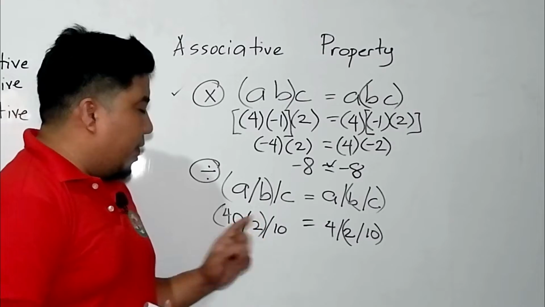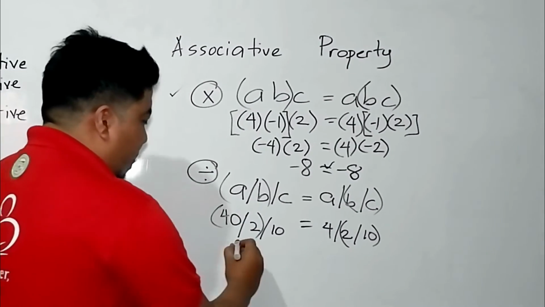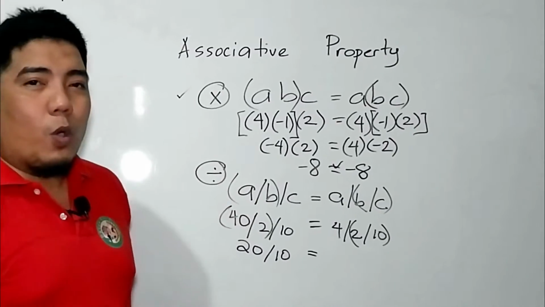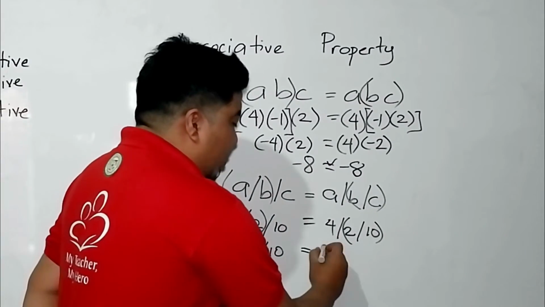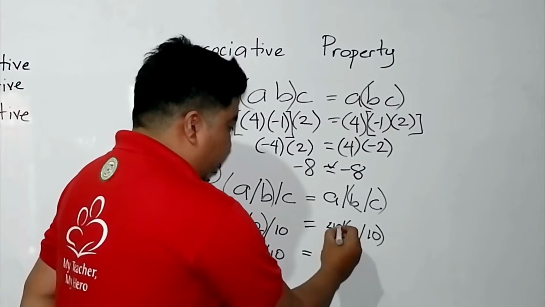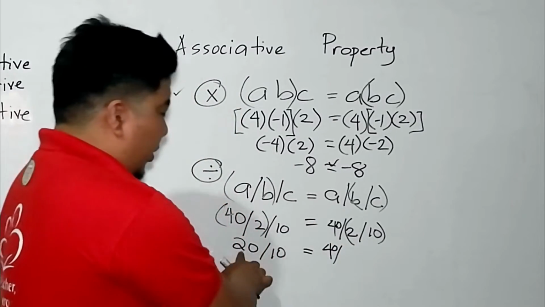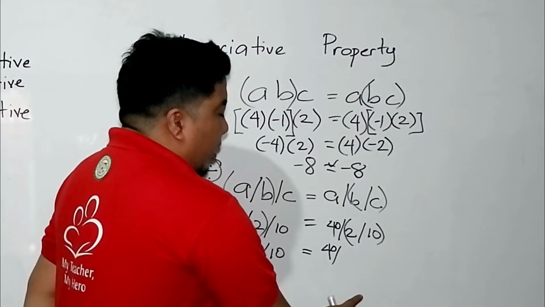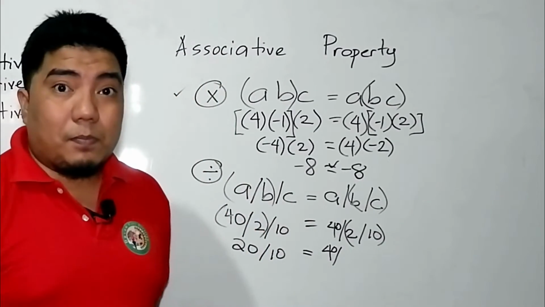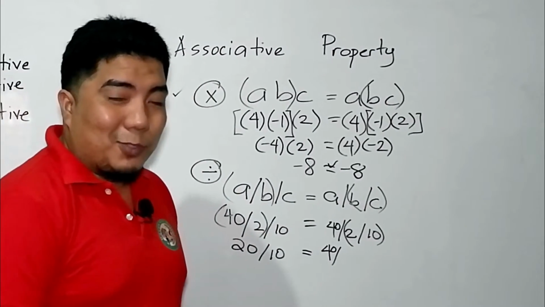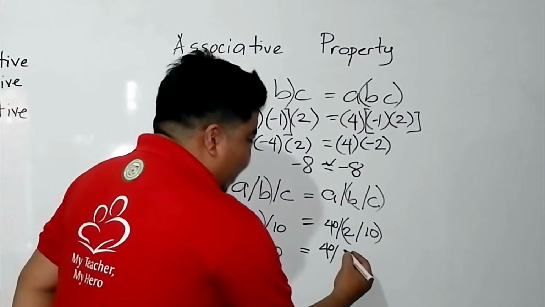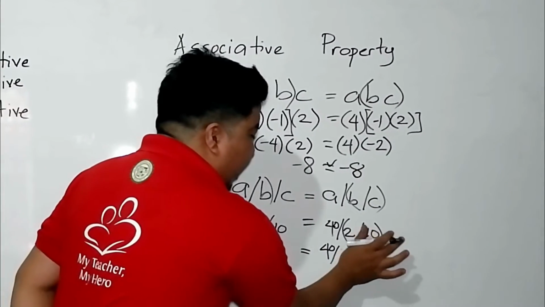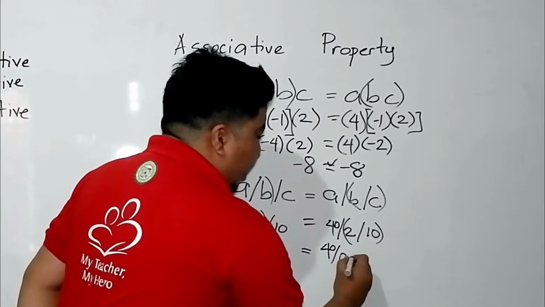So 40 divided by 2, that is 20, divided by 10. While here, we copy the 40. So 2 divided by 10, that is what? 2 divided by 10 is 1/5, or 0.2 if you make it a decimal number. So that is 0.2.